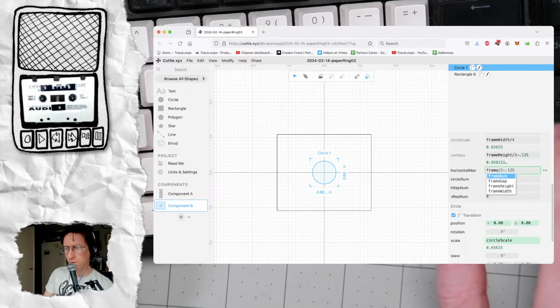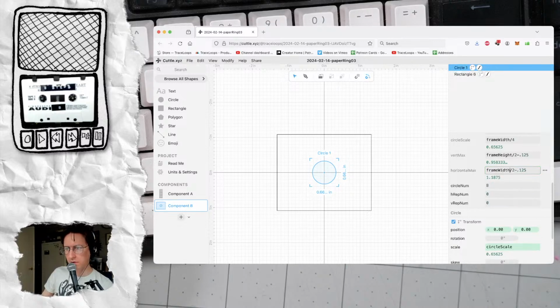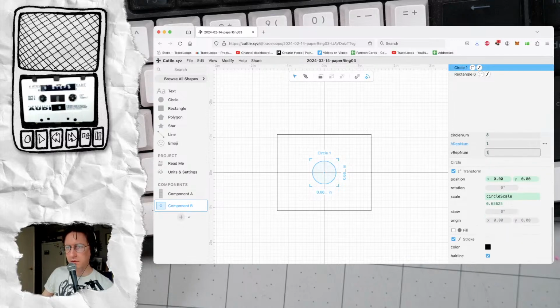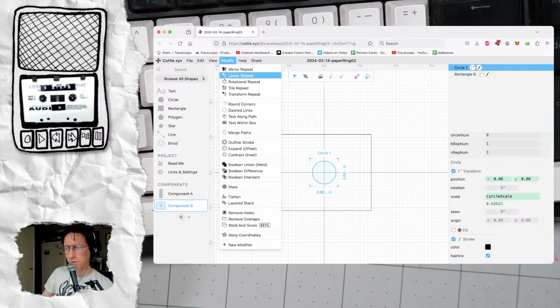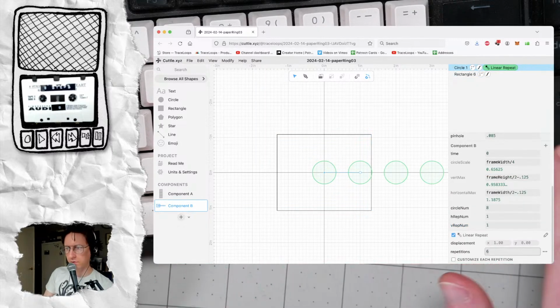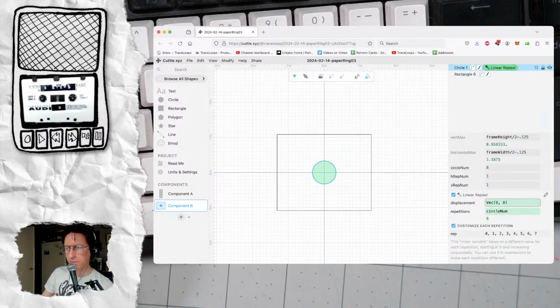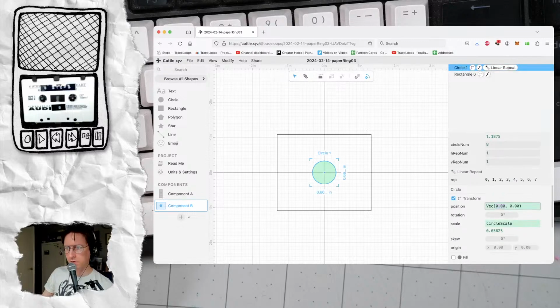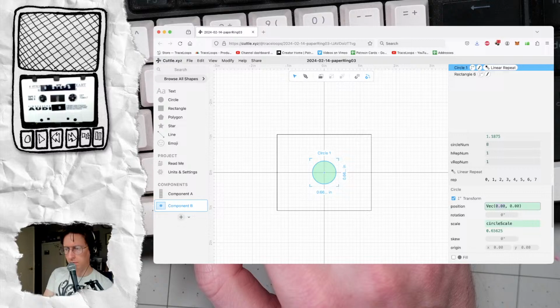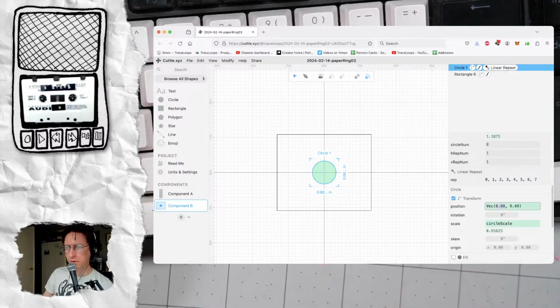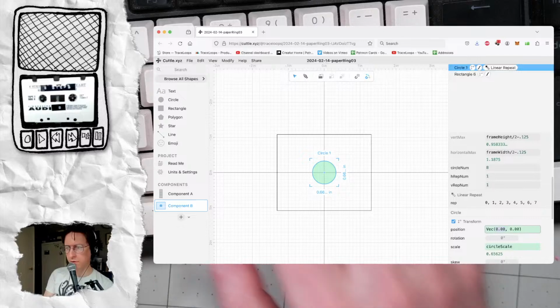This is frame width. Circle number H rep num. For now, it's just going to be 1. Modify linear repeats, circle num. Customize each rep. The offset is 0. Okay. Now the position is going to be horizontal max.